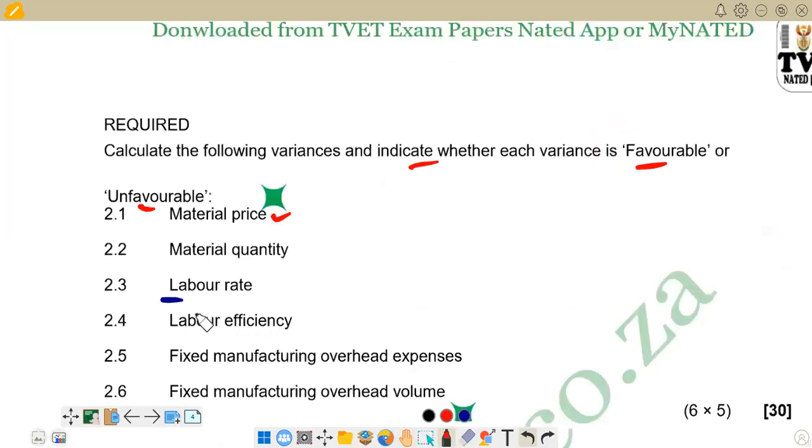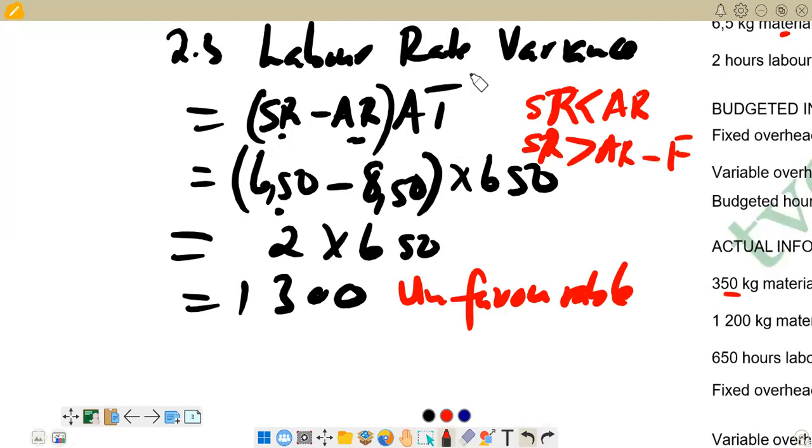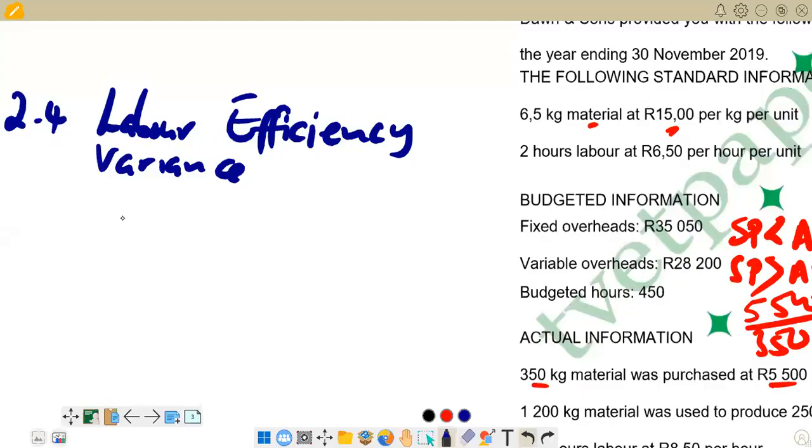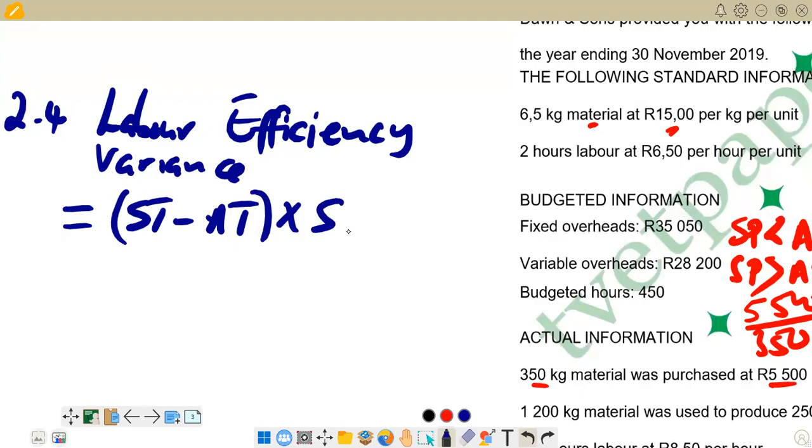So we go to the next question, which is labor efficiency variance. We go back again to see how we can calculate labor efficiency. For 2.4, we are now on labor efficiency variance. The formula we are going to use is standard time, then we subtract our actual time, and then we multiply by the standard rate.